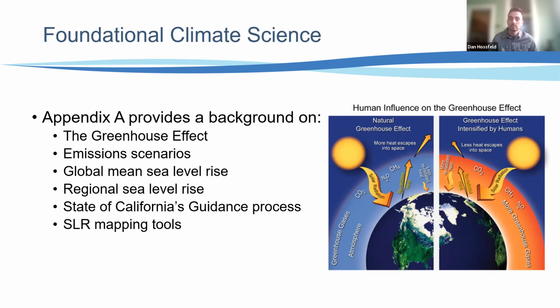This brief chapter really provides a synthesis of that foundational science that must be considered when addressing sea level rise, and provides an overview of how the amount of sea level rise we see around the world and locally is directly tied to emissions and humans' ability to quickly draw down the use of fossil fuels. So there are introductions to the concepts of the greenhouse effect, emission scenarios, comparisons of the global and regional sea level rise, and more sea level rise mapping tools that are available to the public.